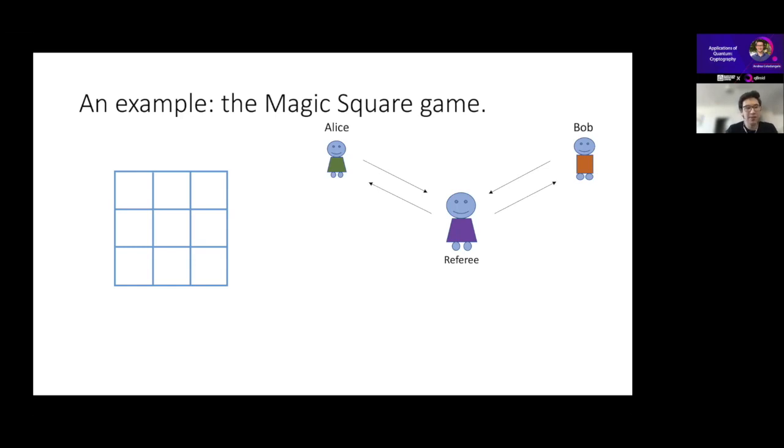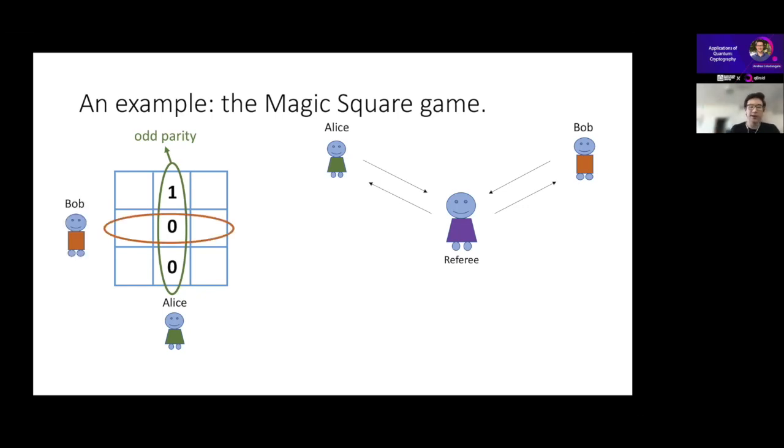So here's an example of such a game. The referee samples uniformly at random one of the columns of this 3x3 square, and she asks Alice to return a value, 0 or 1, for each entry in the column. So the column is the question, and these 3 bits are Alice's answer. And the constraint that these entries should satisfy is that the parity of the sum of the entries should be odd.